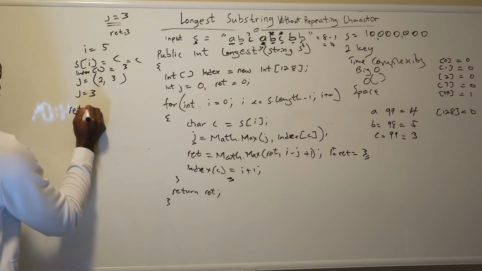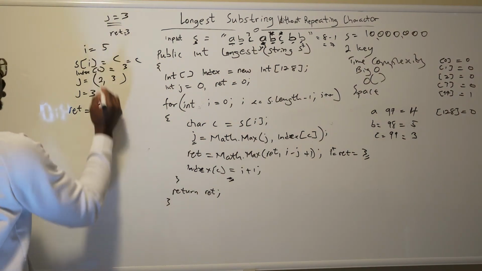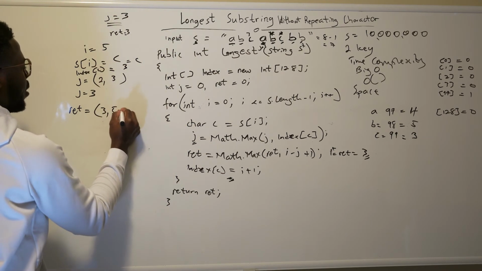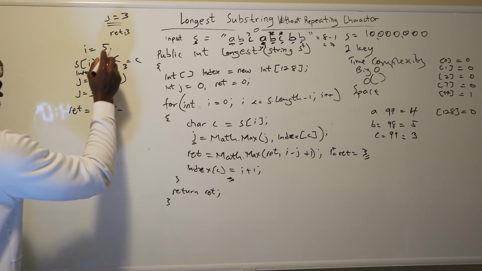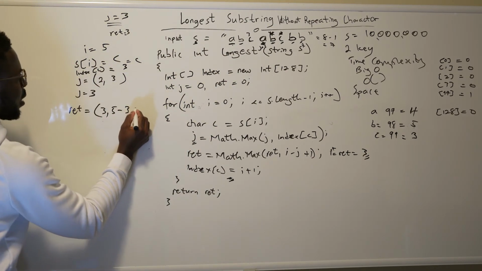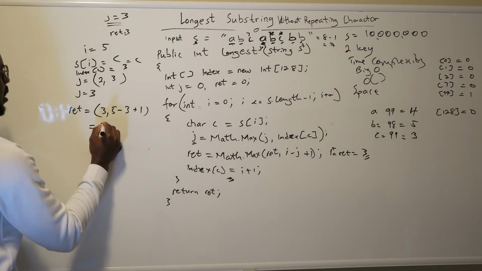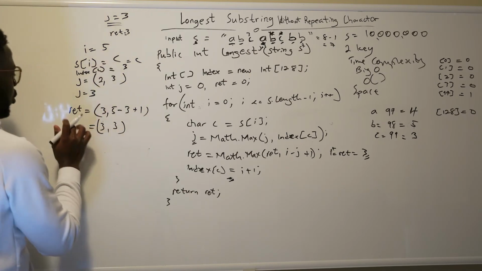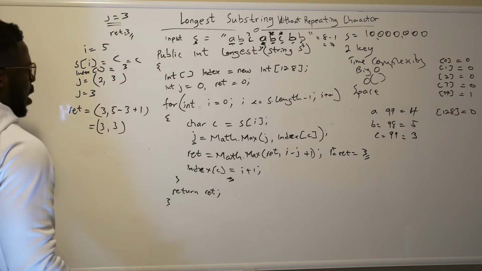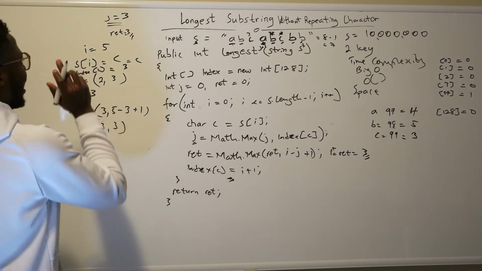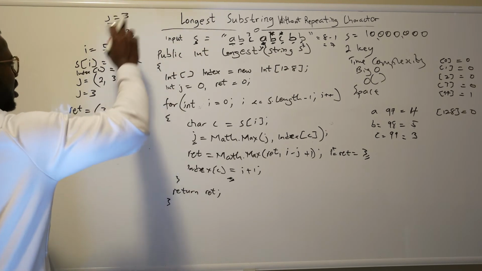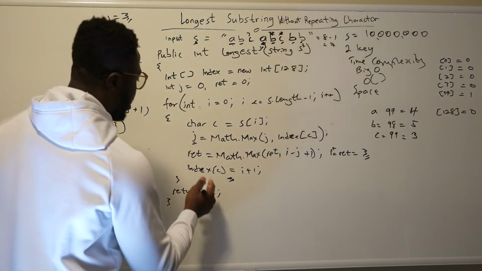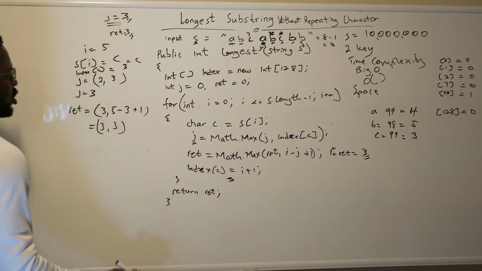Then we try and find the red. Red is already at 3. I, which is 5, minus J, which is 3, plus 1, then we get 3, 3, and the red remains at 3, right? Whilst J is 3. More important to know, index at C is going to change.